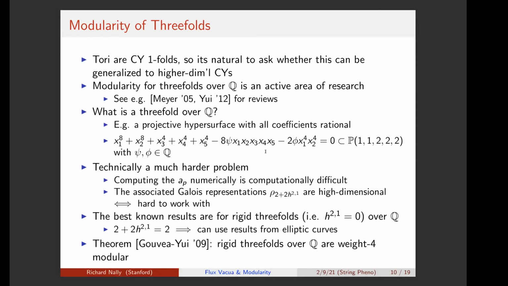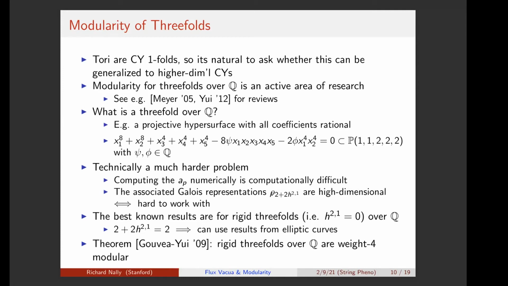And there are a few reasons why. One sort of kind of boring reason is that numerically, even computing the point count coefficients is computationally hard. But sort of the deeper reason why is that the Galois rep associated to a threefold over Q is b3 dimensional. And so in general, b3 can be very large. But we understand Galois reps very well if they're two-dimensional, and rather less well if their dimension is bigger than 2. So if I hand you some b3 dimensional Galois rep, it's in general very difficult to say anything.